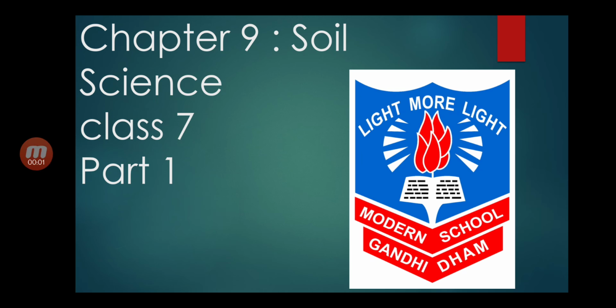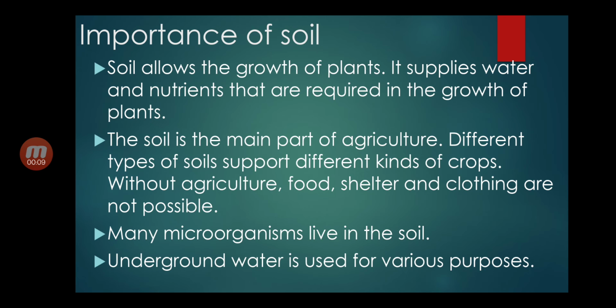Students, today we will start chapter 9 of science, class 7th, part 1, soil. What is soil? Soil is one of the most important natural resources. Soil allows the growth of plants. It supplies water and nutrients that are required in the growth of plants.